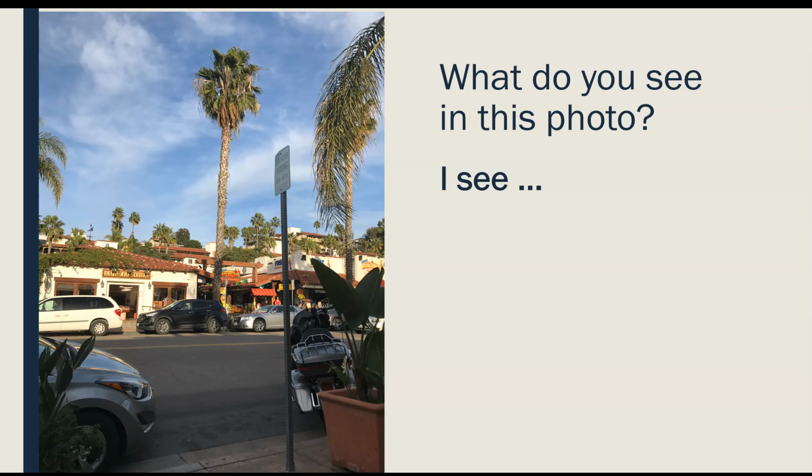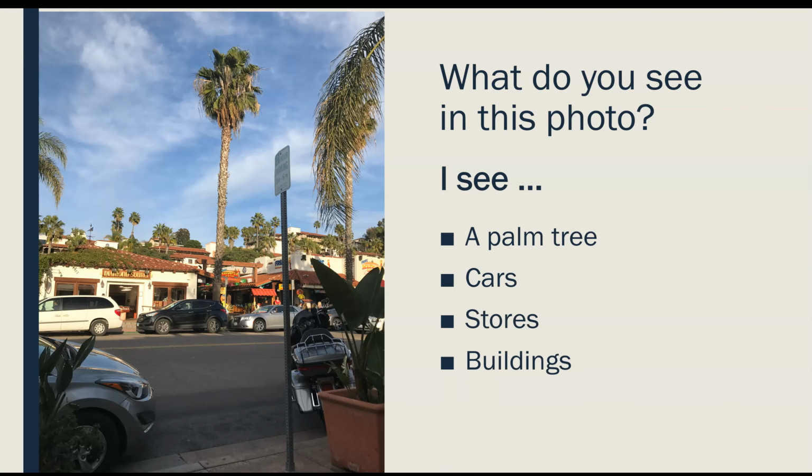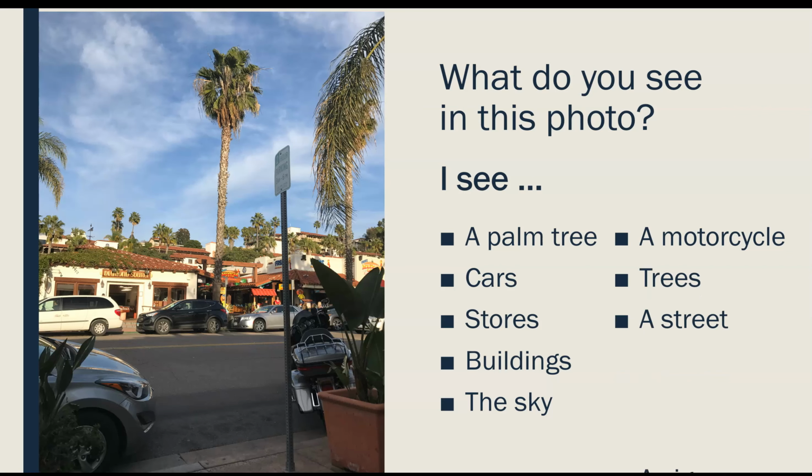Okay, what we're going to do right now is look at the photo and look at different parts or different pieces in the photo. It's like a list of what do you see. So for example, I see a palm tree, cars, stores, buildings, the sky, a motorcycle, trees, a street, a sign.